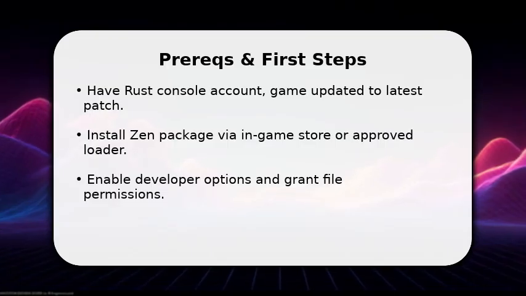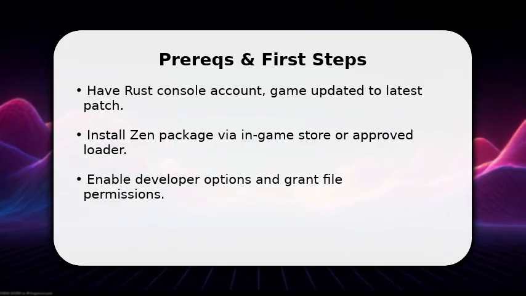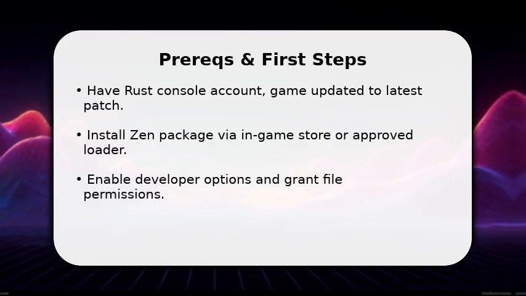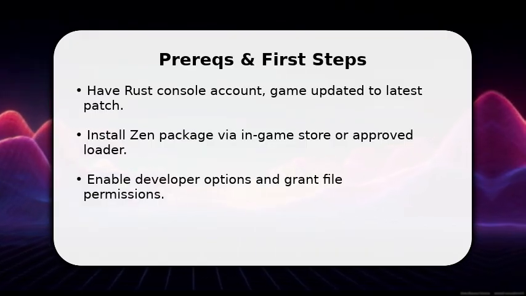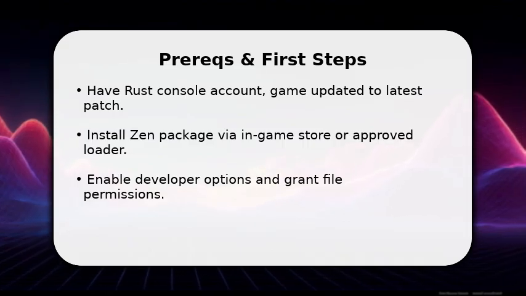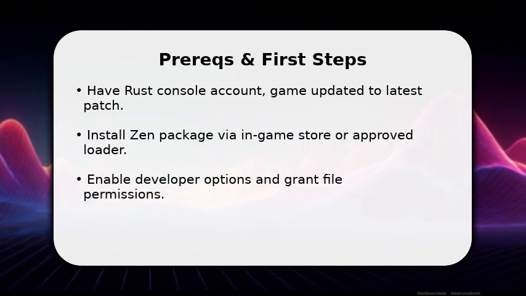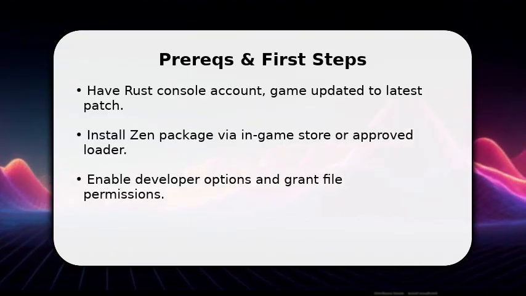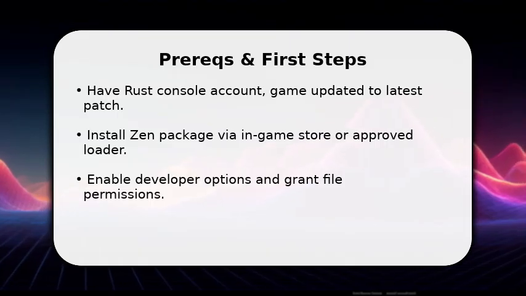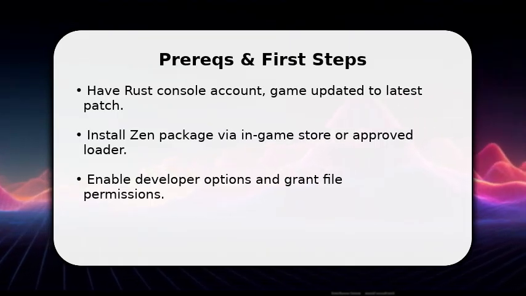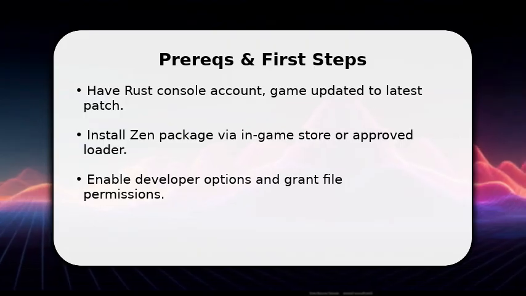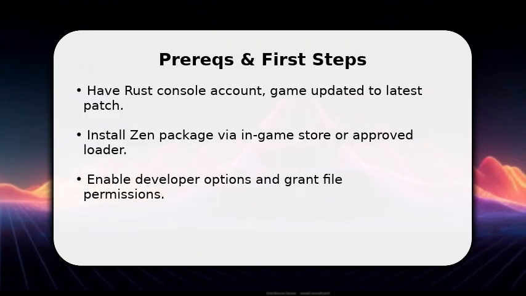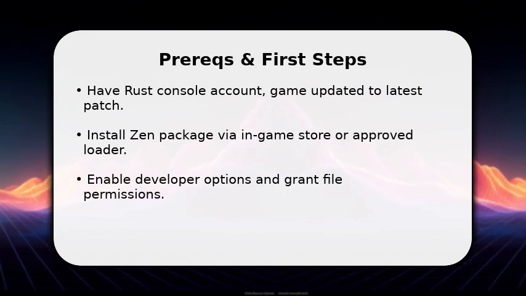You start by confirming prerequisites: game updated, account active, and Zen package available. Begin the process by installing Zen through the console's approved installer. This avoids integrity issues. Once the install finishes, enable developer options to allow custom modules and grant file permissions so Zen can write configs. You should see a confirmation prompt. Accept it. If any step fails, do not retry wildly. Check storage space and firmware version before moving forward, because those are common blockers.